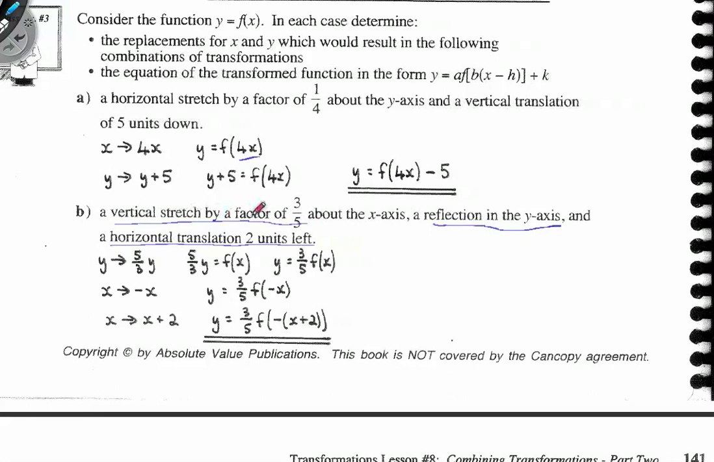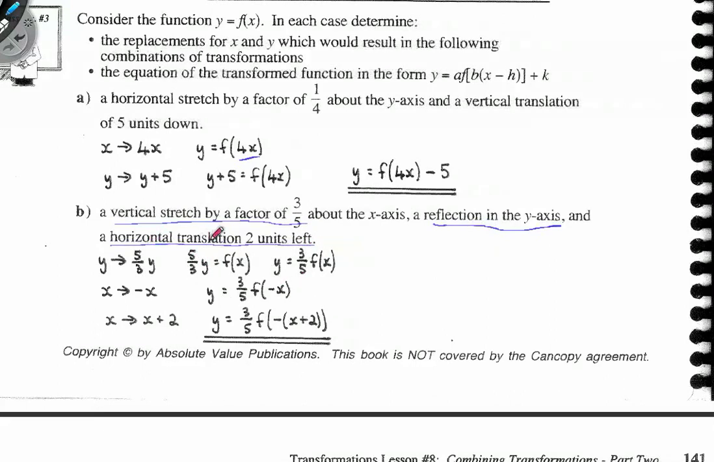Vertical stretch by a factor of 3/5. That means for y, y becomes 5 over 3 y. So that replaces in here. Then reflection in the y-axis. That means all the x's go negative. So we get x going to negative x. So let's replace, well actually they brought this 5 over 3 over here. And then replace the x with negative x.